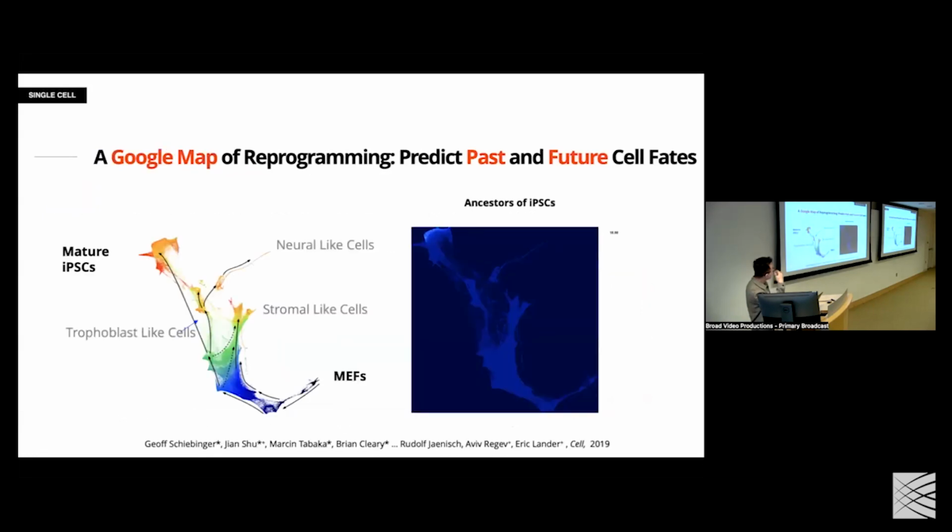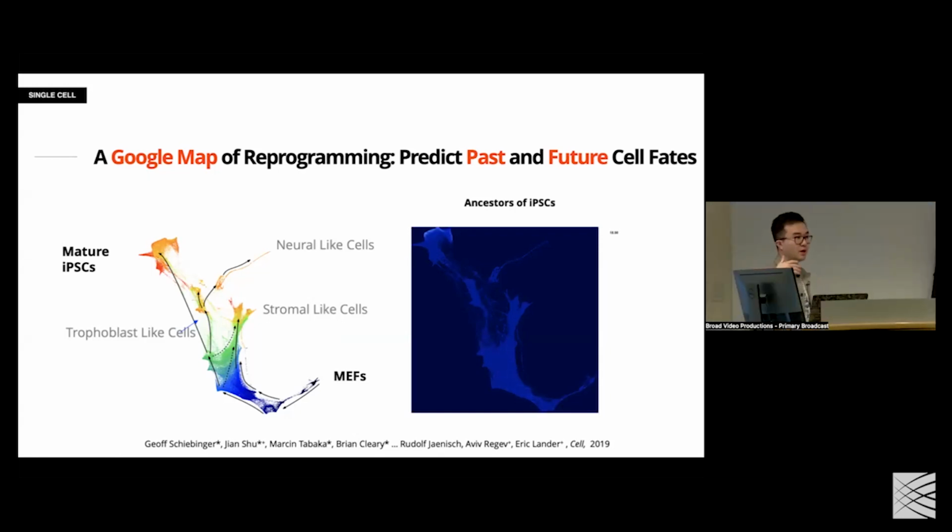Then we used this optimal transport framework to develop basically a Google Map of the reprogramming process. With optimal transport, you can predict the past stage, and also the future cell fate. This is a beautiful collaboration with Aviva Regev. You can basically build this time machine to watch where these iPS cells come from at earlier time points. You can also do it in reverse: if you have some fibroblasts, where might the future state look like at the next time point.